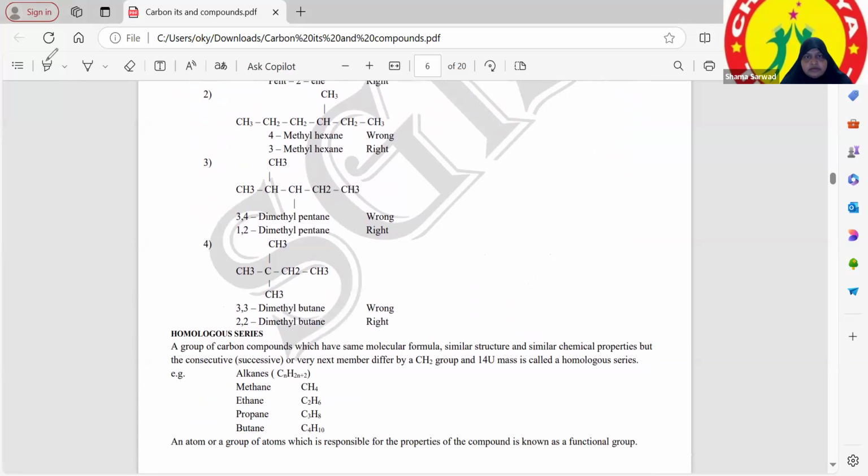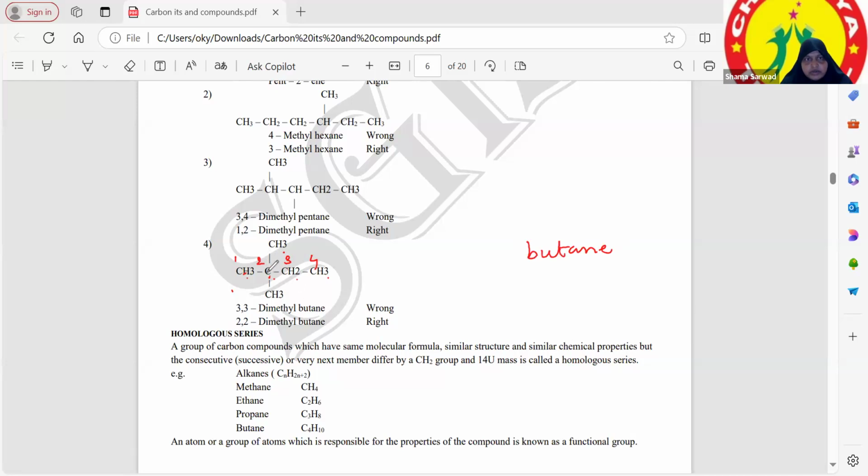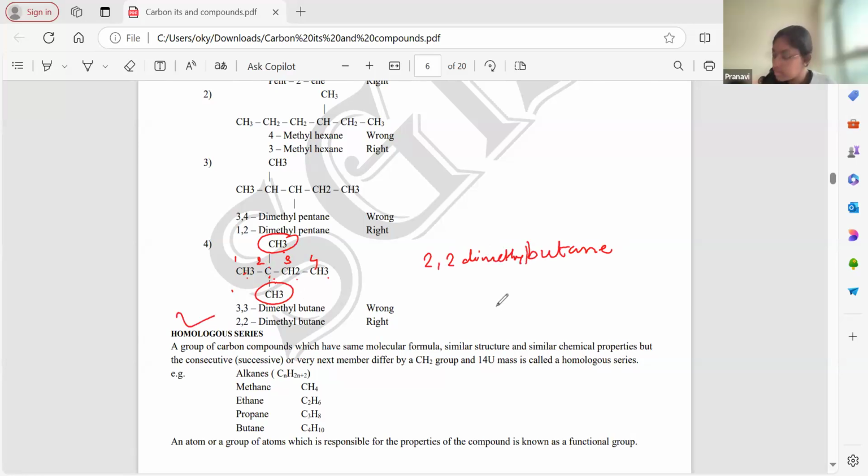Fourth one. C, CH3, CH3, CH3, C, CH2, CH3, right? This is a structure. Again, numbering will start from here: 1, 2, 3, 4, correct? So this parent will be butane, isn't it? So you can check at the second carbon, 2 methyl groups are present. So it will be 2,2-dimethylbutane. Yes, ma'am. Correct?